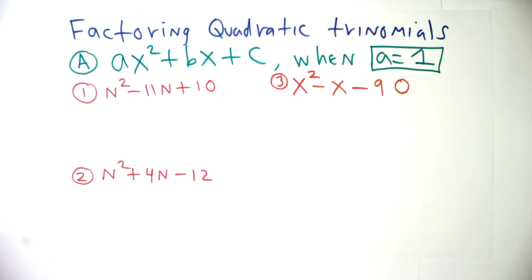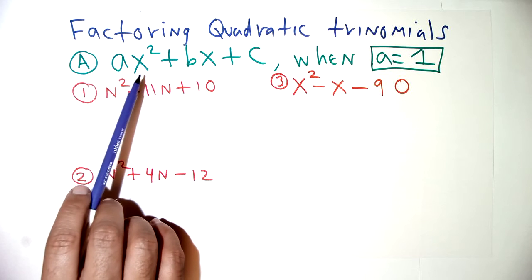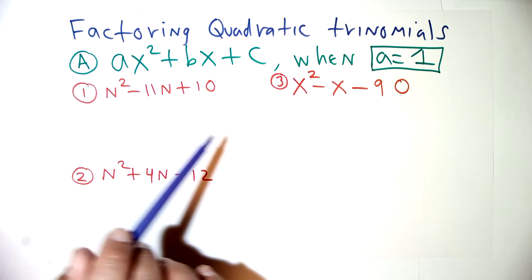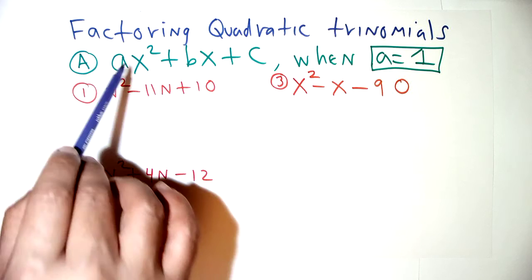Hi, in this video we're going to learn how to factor quadratic trinomials. What is the plan here? We're going to use the standard form of ax squared plus bx plus c. The example that I explain in this video is when the leading coefficient, a, is 1.